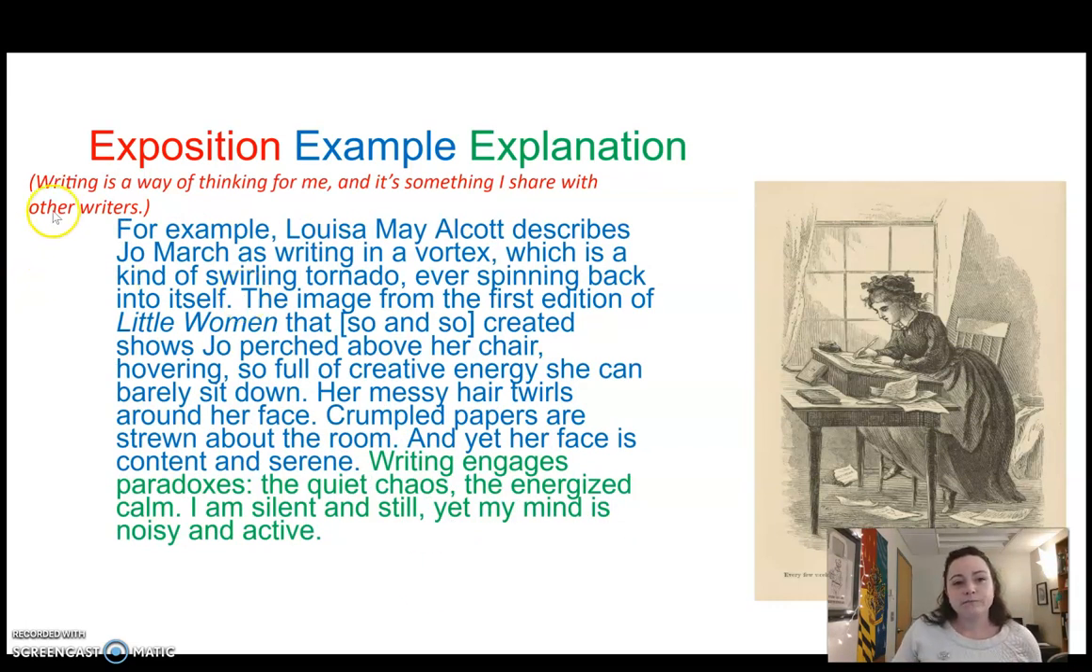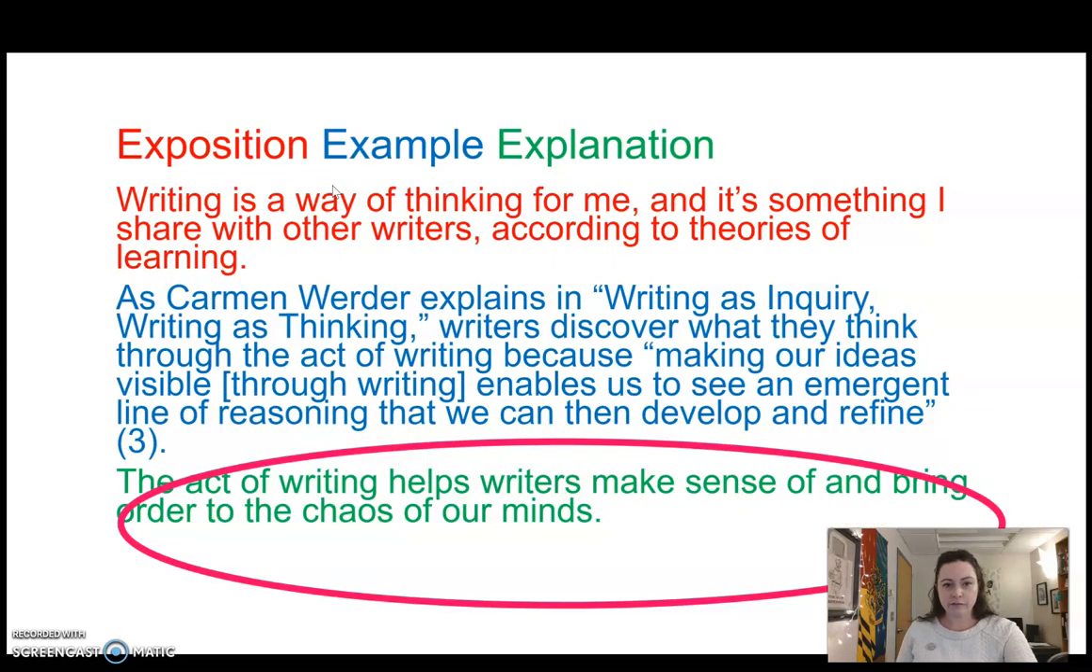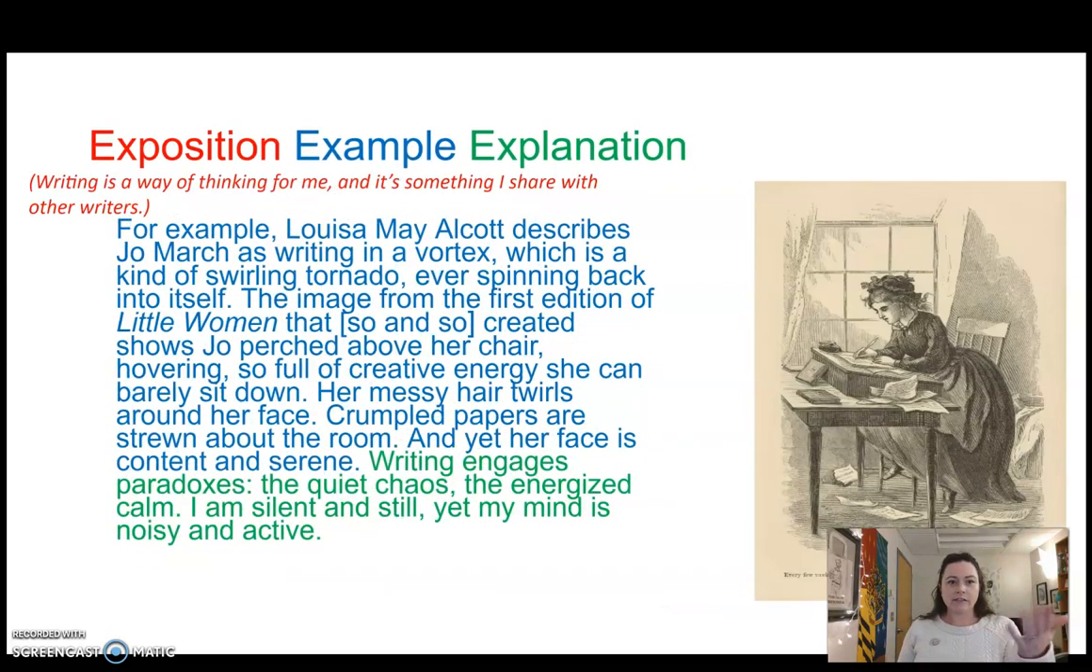So in my paper, I did not reiterate my same exposition because it goes straight from this point into this one. But it's implied that I'm still talking about the same thing. So my exposition: writing is a way of thinking for me and something I share with other writers. Got another example here in blue. For example, Louisa May Alcott describes Jo March as writing in a vortex, which is a kind of swirling tornado ever spinning back into itself.